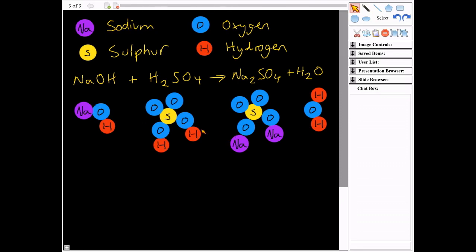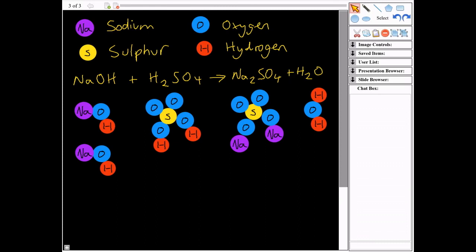Now I saw before that I didn't have enough sodiums. On this side I've only got one, purple one, and on this side I've got two. So what I'm going to need to do is add another one of those. So if I paste another one on here, like that, now I've got the correct number of sodiums. I've got 2 on this side, and I've got 2 on this side.